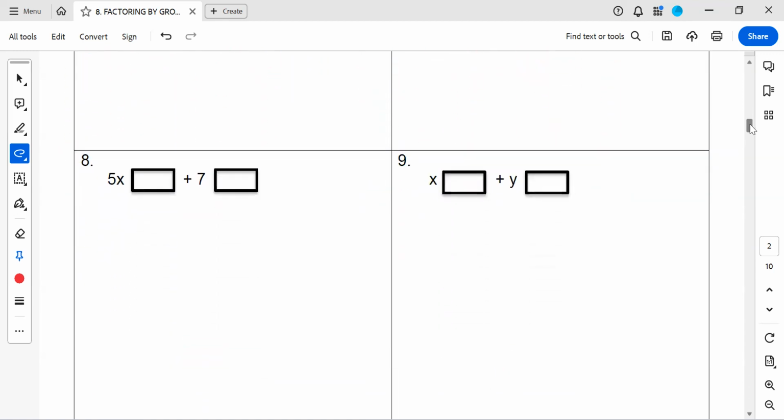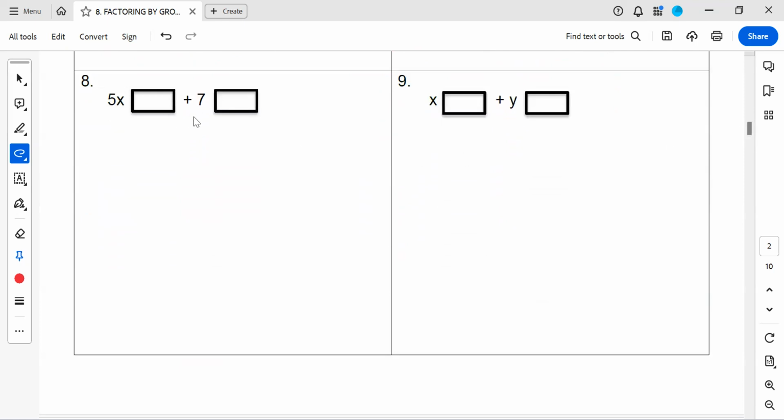Let's look at another one. What's the greatest common factor here? Well, if you said rectangle again, you're absolutely correct. Open my parentheses. I'm dividing by rectangle. Dividing by rectangle. This cancels here to give me a 1. I'm left with 5x. This cancels here to give me a 1. I'm left with plus 7. Cool.